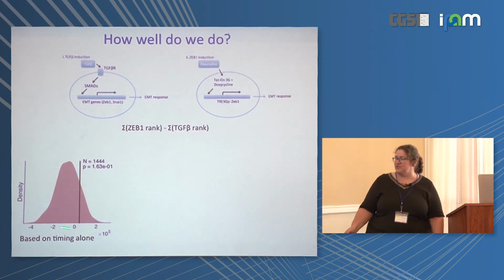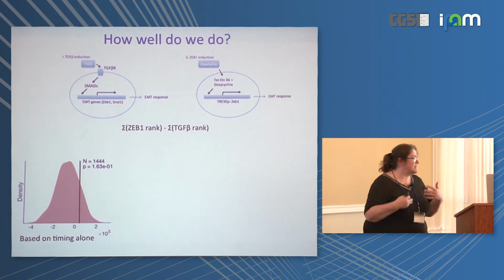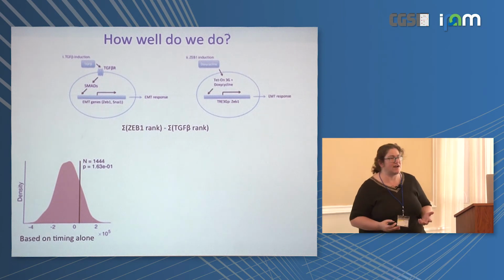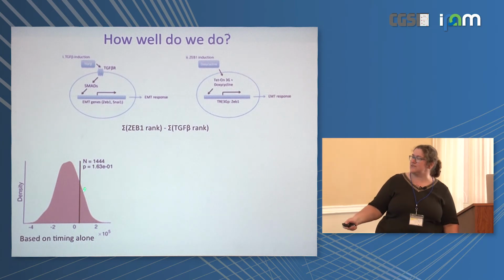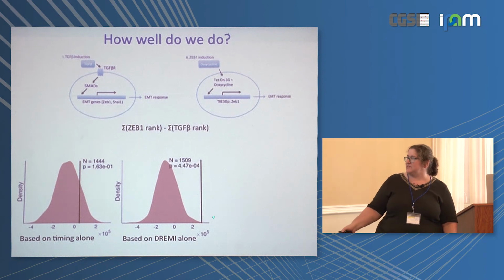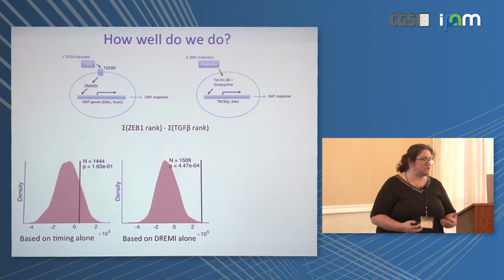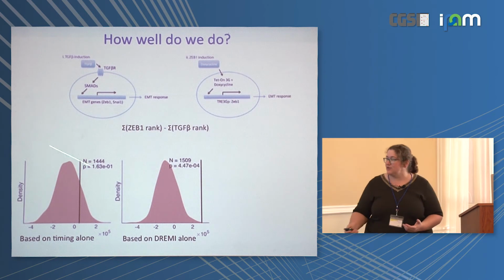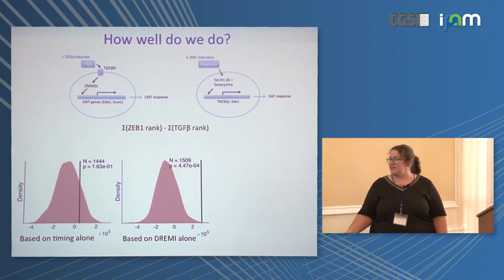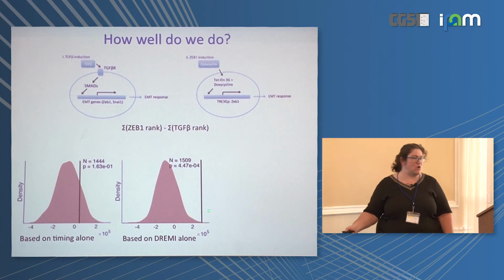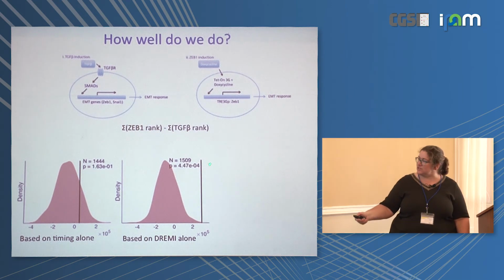If we just use things that appear after ZEB alone, that's not enough. There's a lot of other factors involved. Just appearing after ZEB gives you almost no significance. This is based on a rank order. Based on DREMI, our mutual information score on the conditional probability, you get some significance. So things that have high DREMI tend to be influenced by ZEB1. We have some strength here.